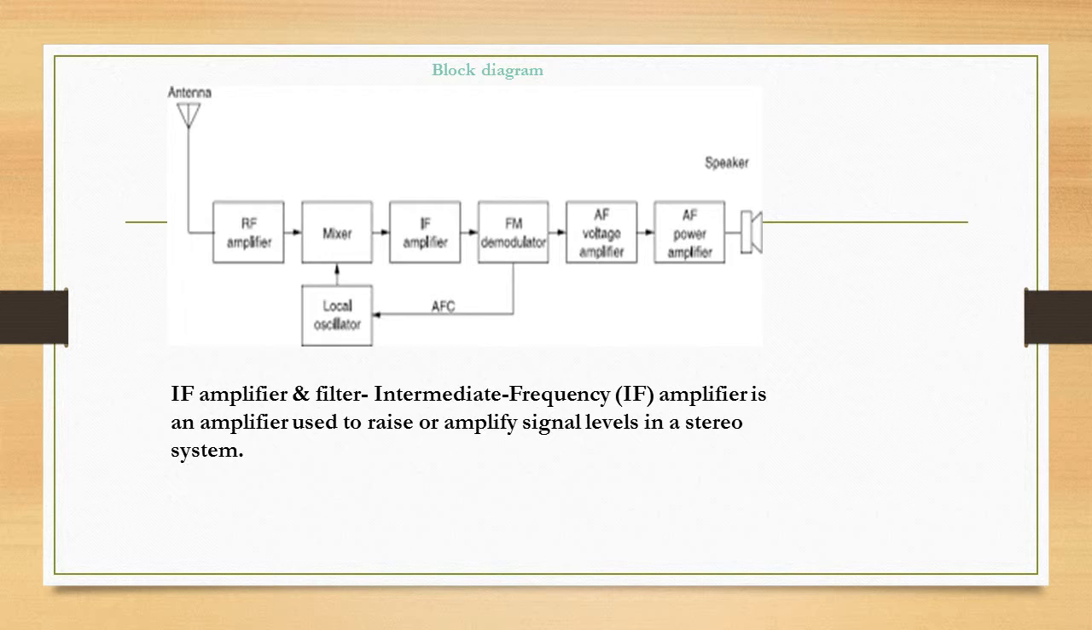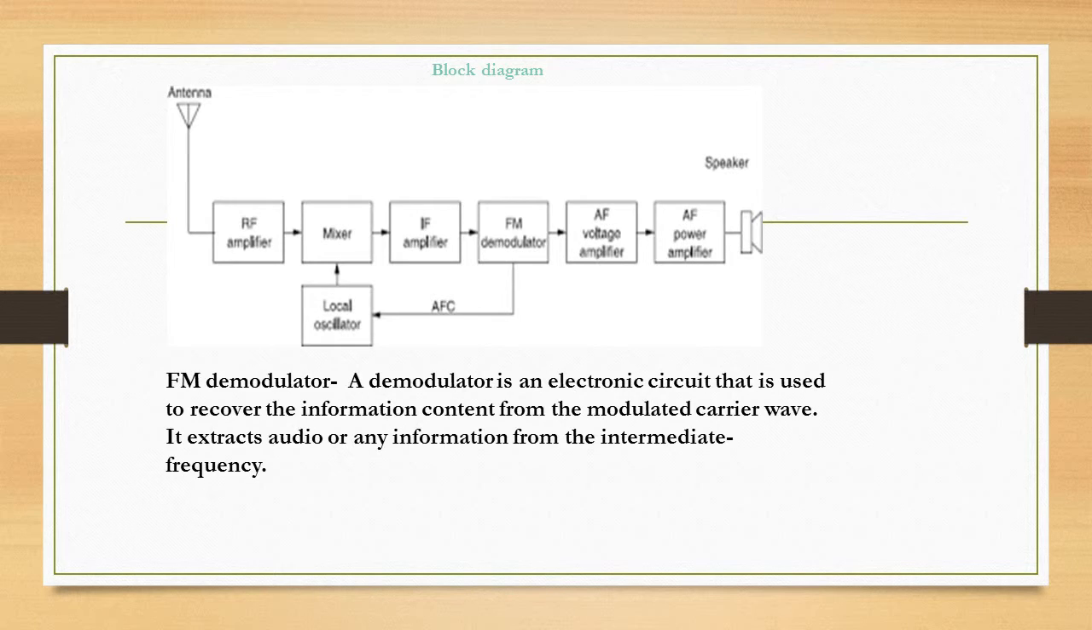IF amplifier and filter. Intermediate frequency amplifier is an amplifier used to raise or amplify signal levels in a stereo system. FM demodulator. A demodulator is an electronic circuit that is used to recover the information content from the modulated carrier wave. It extracts audio or any information from the intermediate frequency.